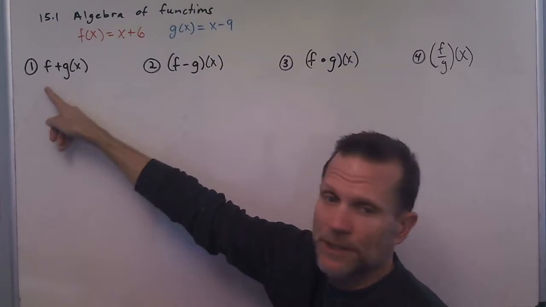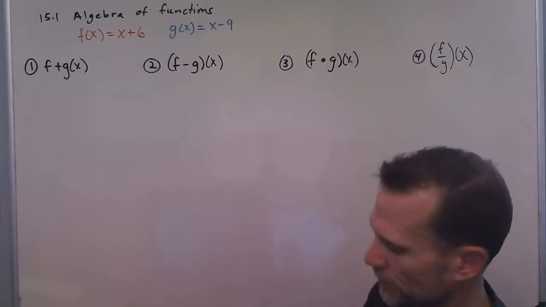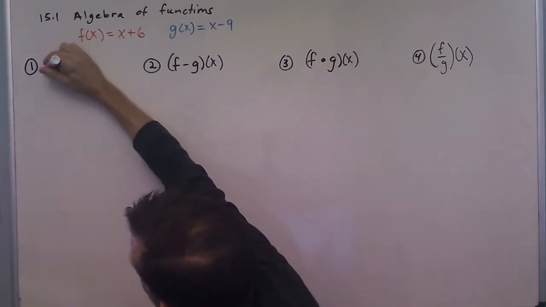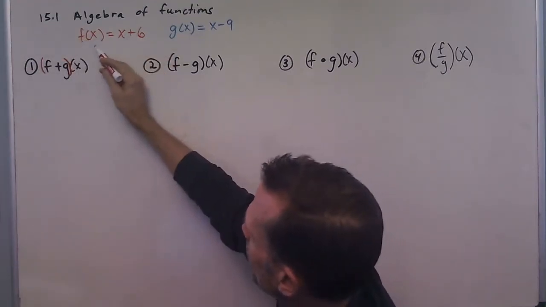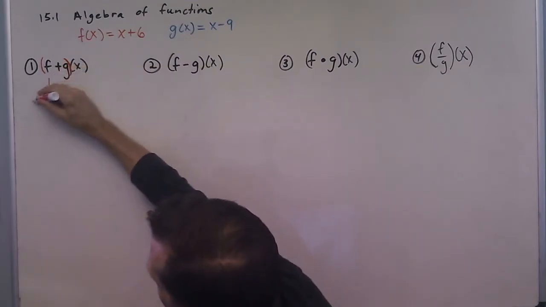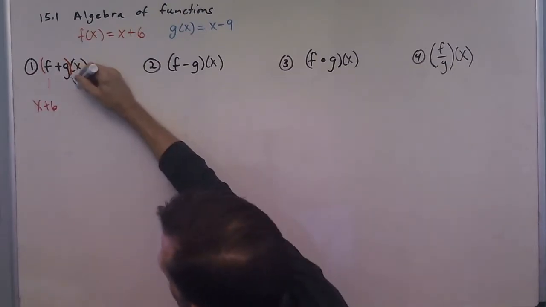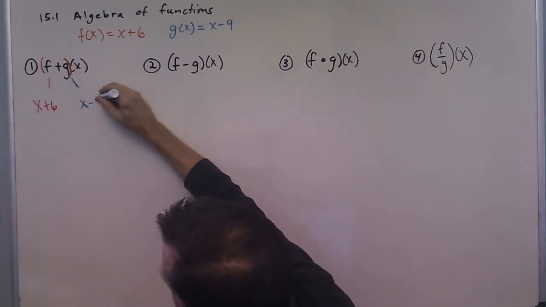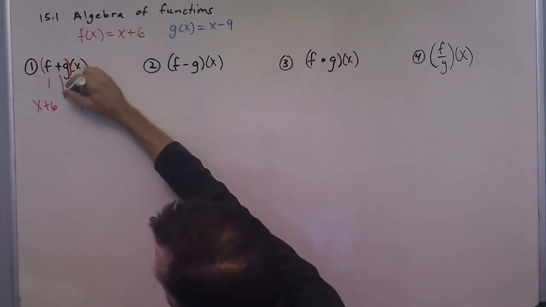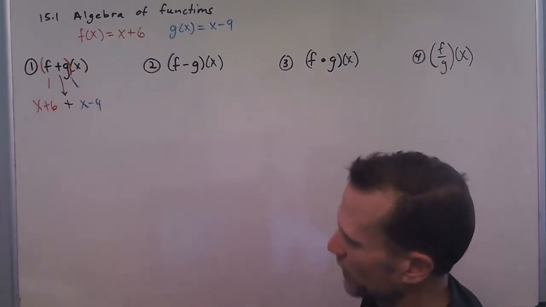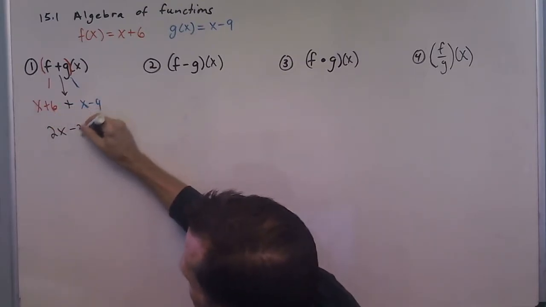So this first one here is going to ask us to add the two functions together. Sometimes you might have a parenthesis around this too. Sometimes it's left off. But we're going to add the two functions together. Well, f of x is x plus 6, and g of x is x minus 9. And remember, what we're doing in this problem is we're adding these functions together. So now we just need to simplify this, and we get 2x minus 3.